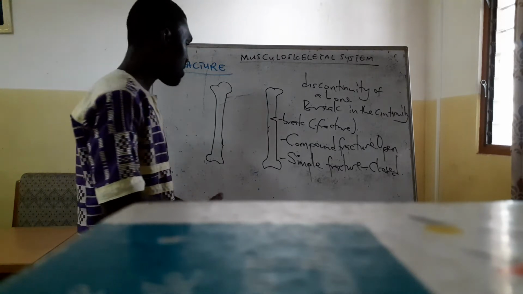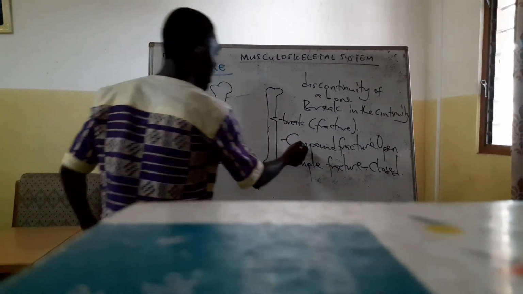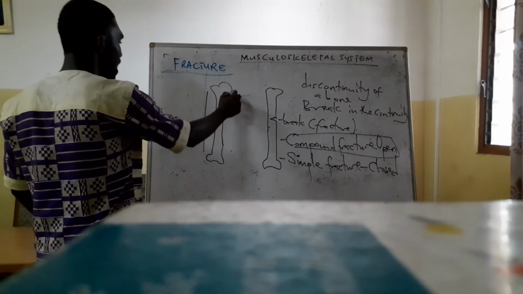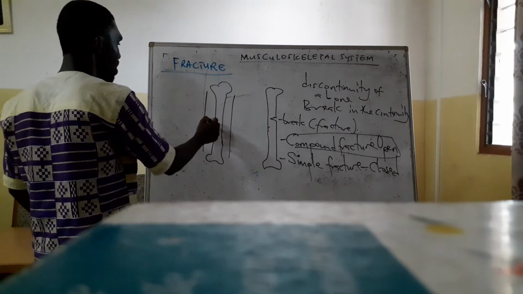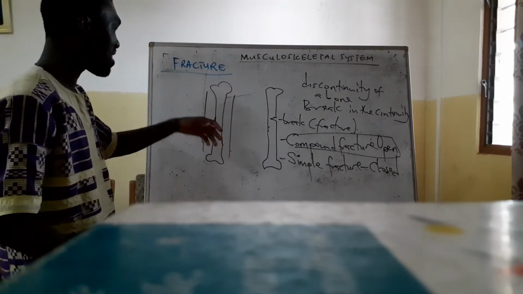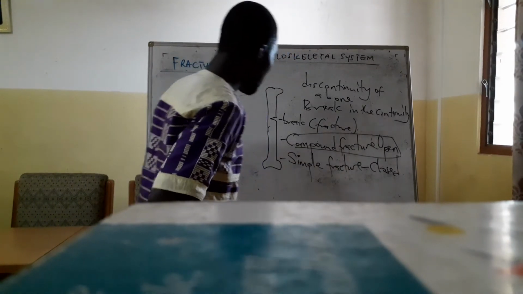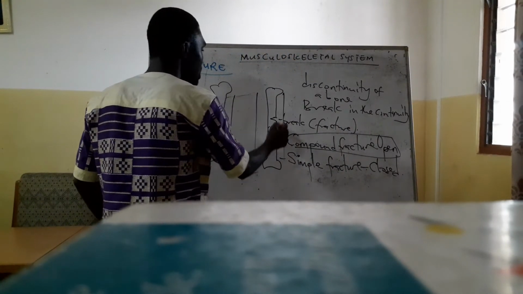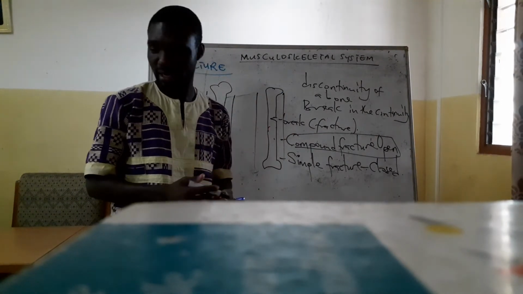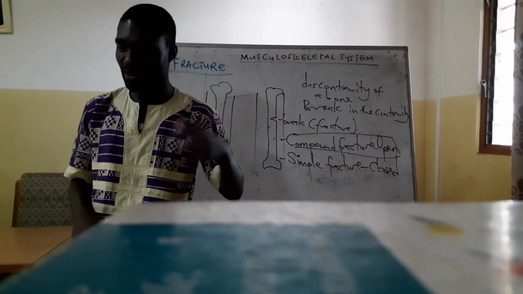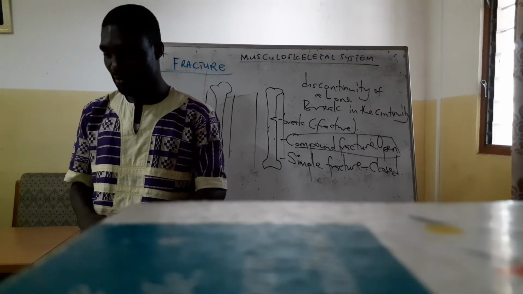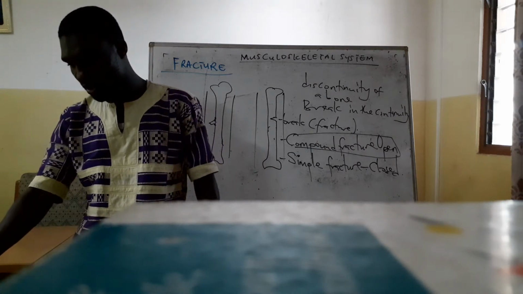So what does it mean when we say that a fracture is compound? It means that the bone is broken and it opens into the underlying skin, and that is what we term as compound fracture. But with simple fracture, only the bone is broken, and the skin lying on it is intact. So it doesn't open into the skin, and that is a simple or closed fracture.